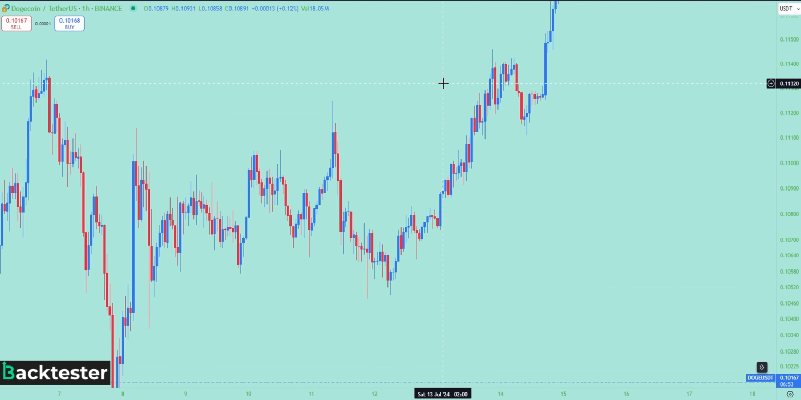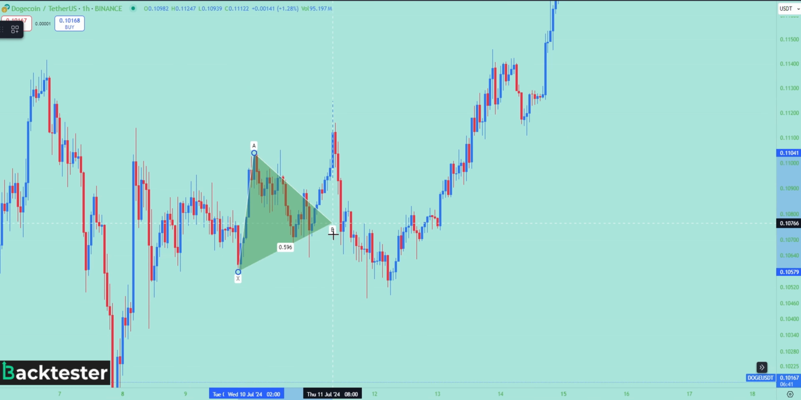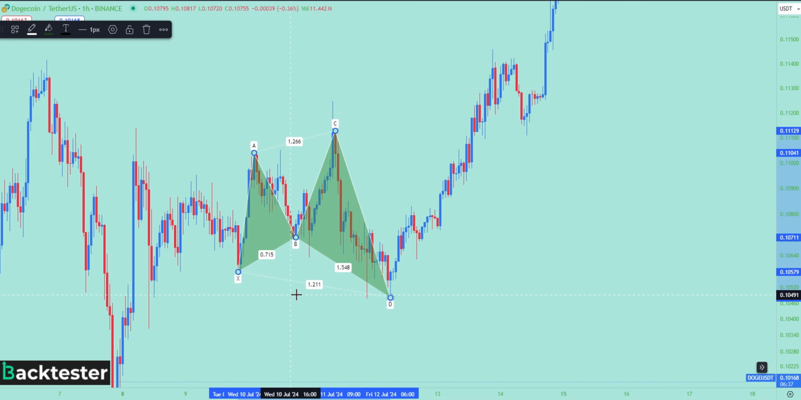The harmonic patterns also work on crypto. In this case we have Dogecoin USDT on the 1 hour time frame, and as you can see we found an M pattern. D broke X, which is good for us because we know that D is supposed to break a market structure, and it gave us a reversal.